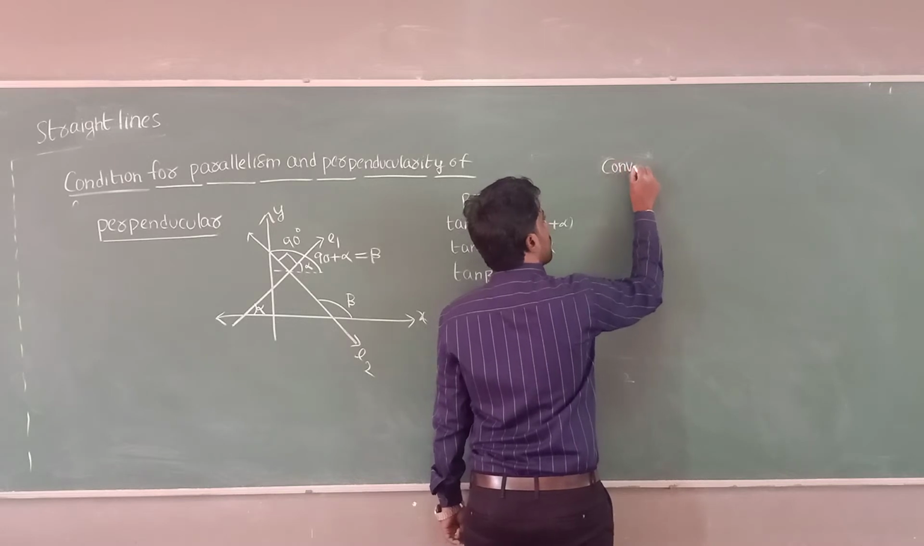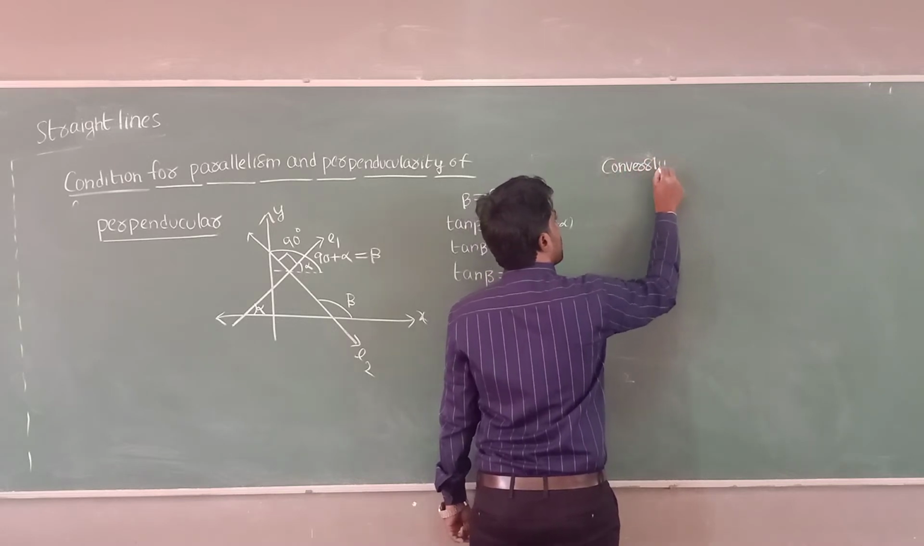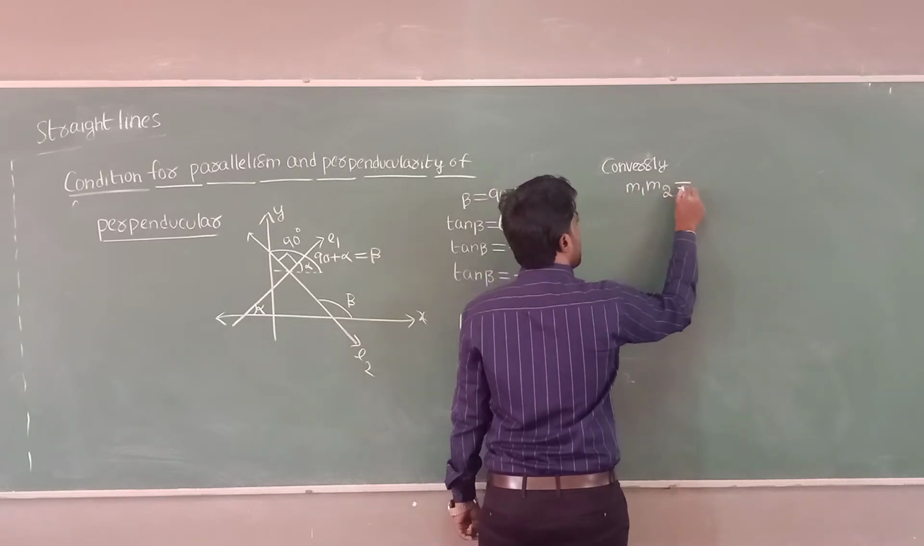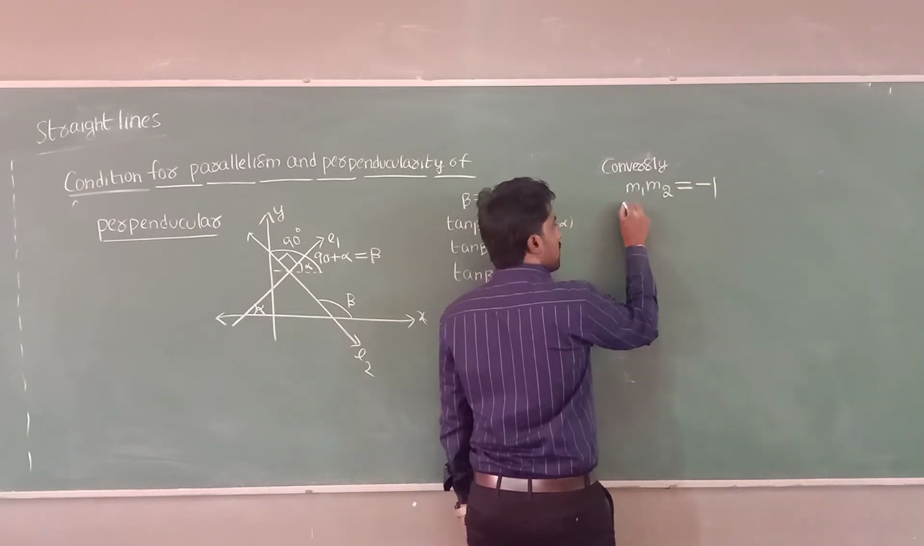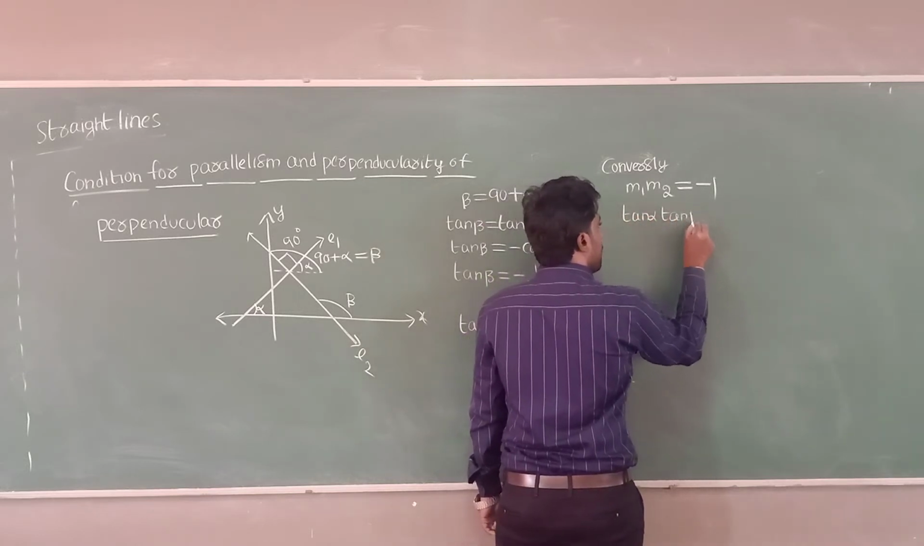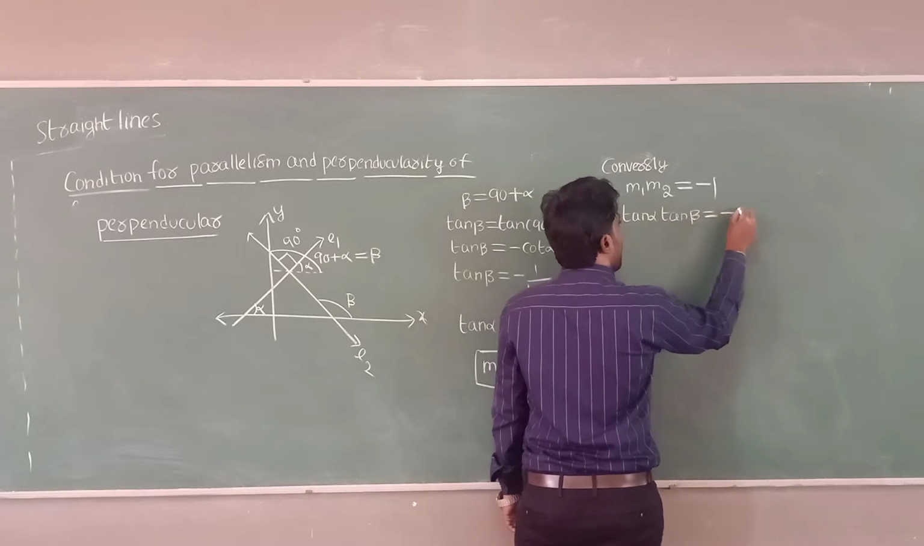Conversely, what do they give? m1 m2 equal to minus 1. Okay. So what is the m1 value here? tan alpha. What is the m2 value here? tan beta, which is equal to minus 1.